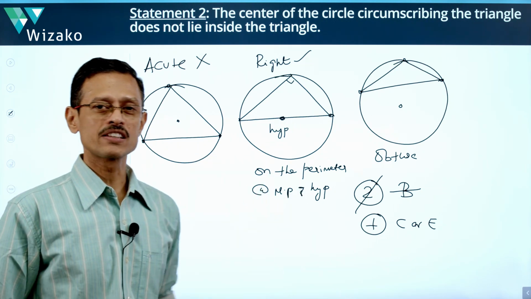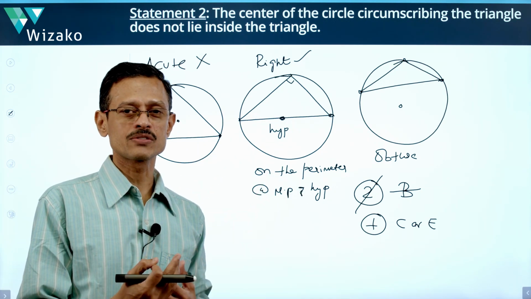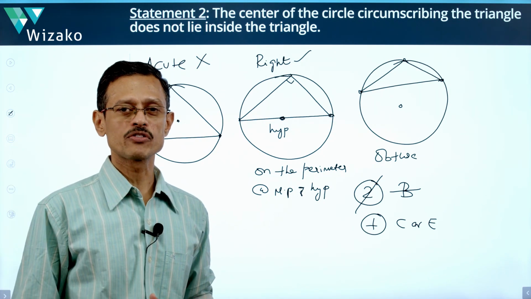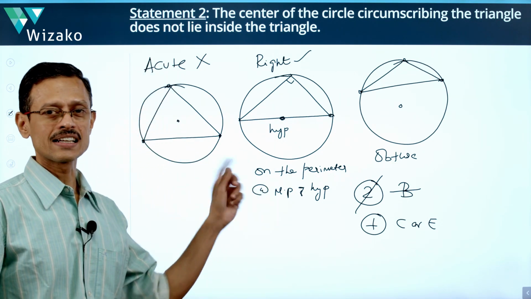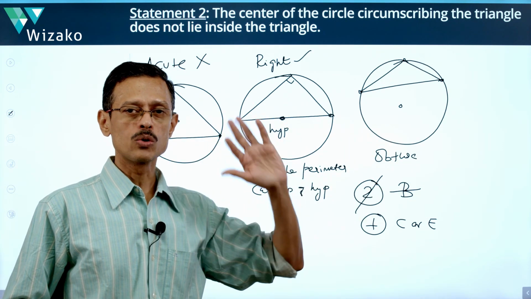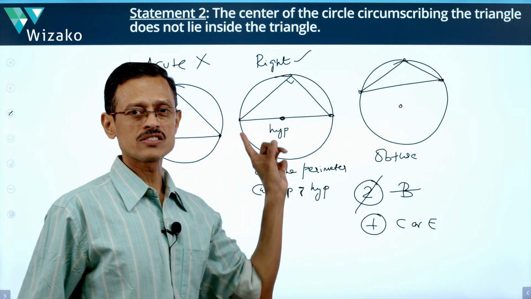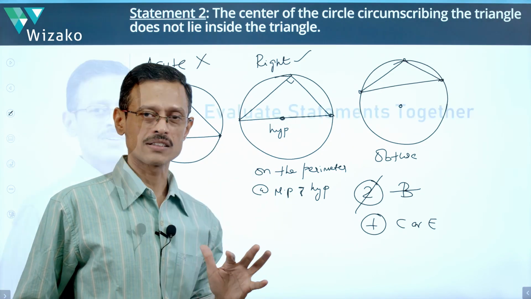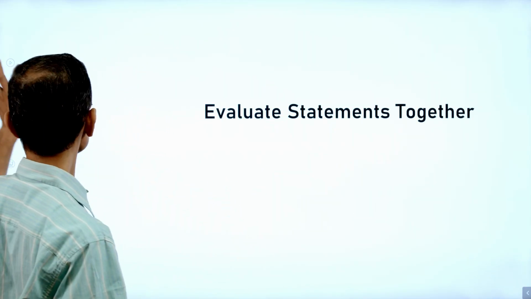So the key property that I learnt with statement 2 is that how does the center of a circumscribing circle for these three different types of triangles, where does it lie? That property is what we have learnt. Acute angle triangle, inside the triangle; right triangle, on the perimeter, midpoint of the hypotenuse; for an obtuse angle triangle, outside the triangle. Note we are talking about circumscribing circle where all three vertices of the triangle should lie on the circumference of the circle. Now that the statements are not independently sufficient, let's evaluate the statements together.